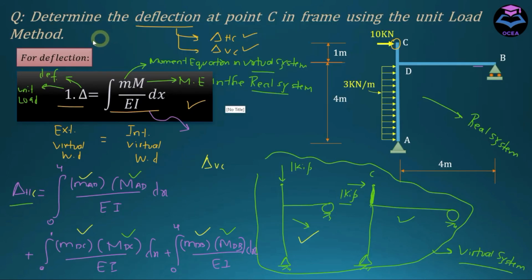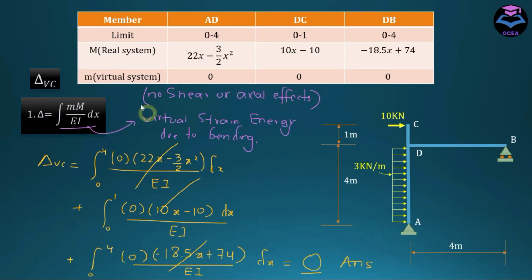And also in the question, if you see, they haven't asked us to include the effects of shear and axial deformation. So that's why we didn't include any shear or axial effects. So delta VC is coming out to be 0 and delta HC was equal to 870 over EI. And we are done.